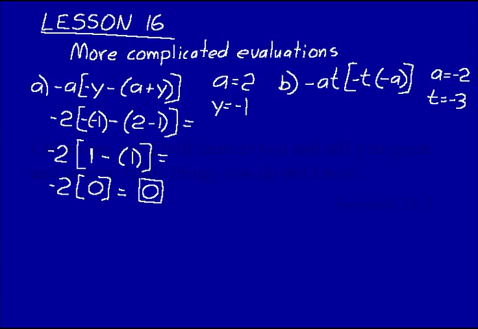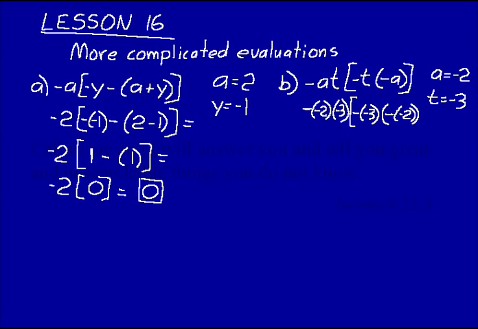Let's do another one. Let's just go ahead and evaluate that expression when A is -2 and T is -3. So let's just substitute the numbers in right below this expression. We have a minus sign first. A is -2, so we put that -2 in parentheses. And then T is -3, so we put that in parentheses as well. AT, that means A times T, right? So we're doing -2 times -3. Then we have a bracket, negative, and then T is -3, so parentheses, -3, and then times -A, so A is -2, so minus -2.